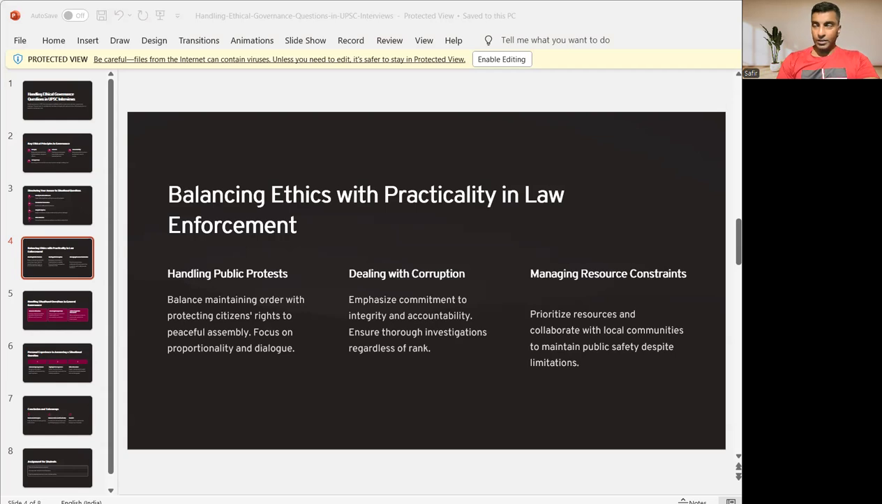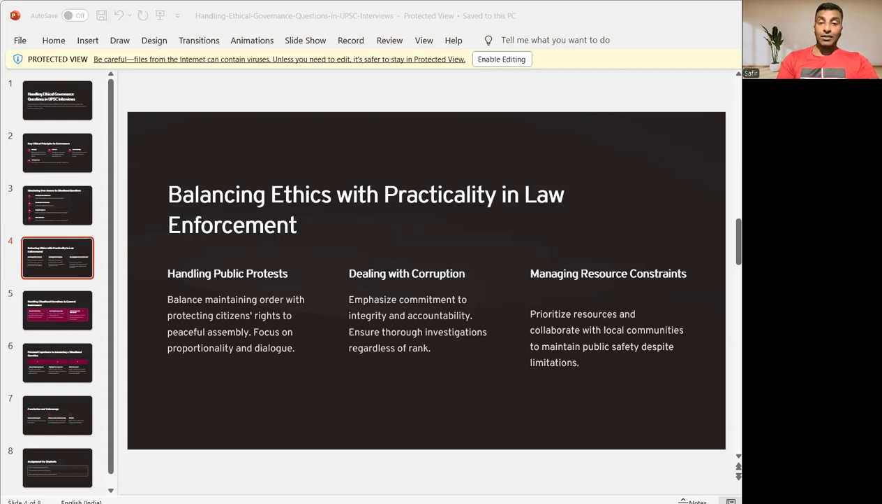Now, dealing with corruption. Another challenge in law enforcement is dealing with corruption within the police force. So if you're asked about how you would handle corruption, you can emphasize your commitment to integrity and accountability. Always talk about that. And you could say that you would ensure a thorough investigation and that any officers involved in corrupt practices would face legal action, regardless of their rank.